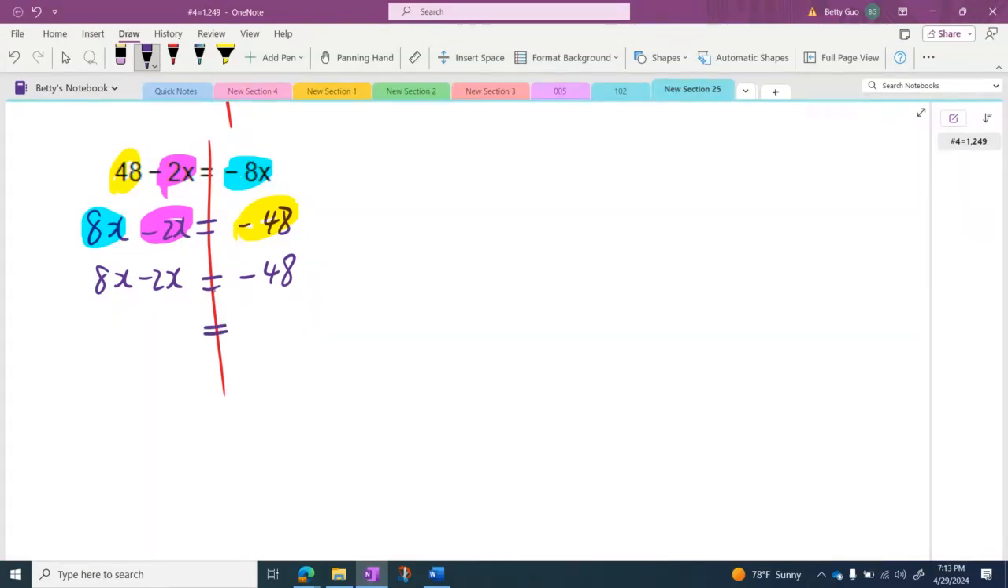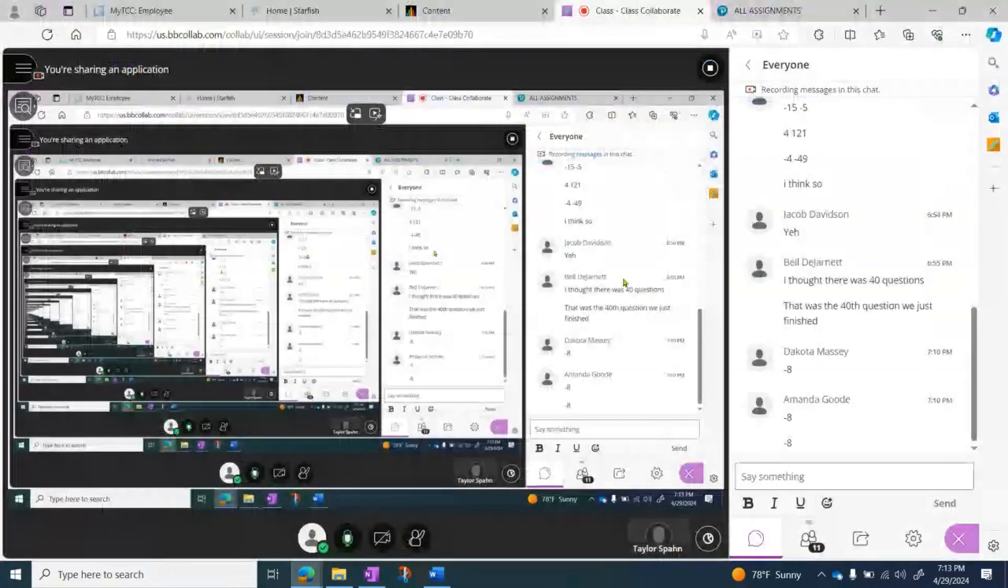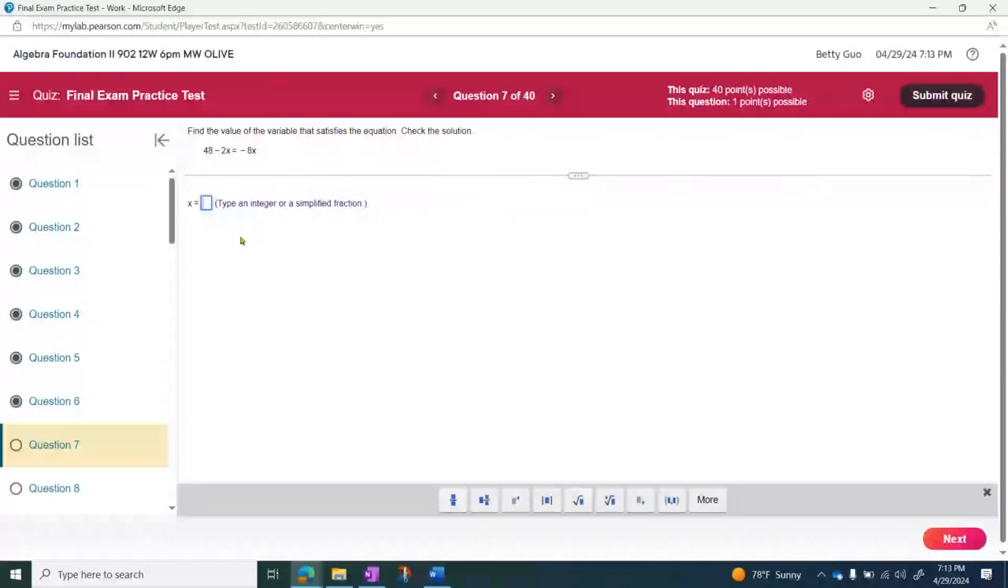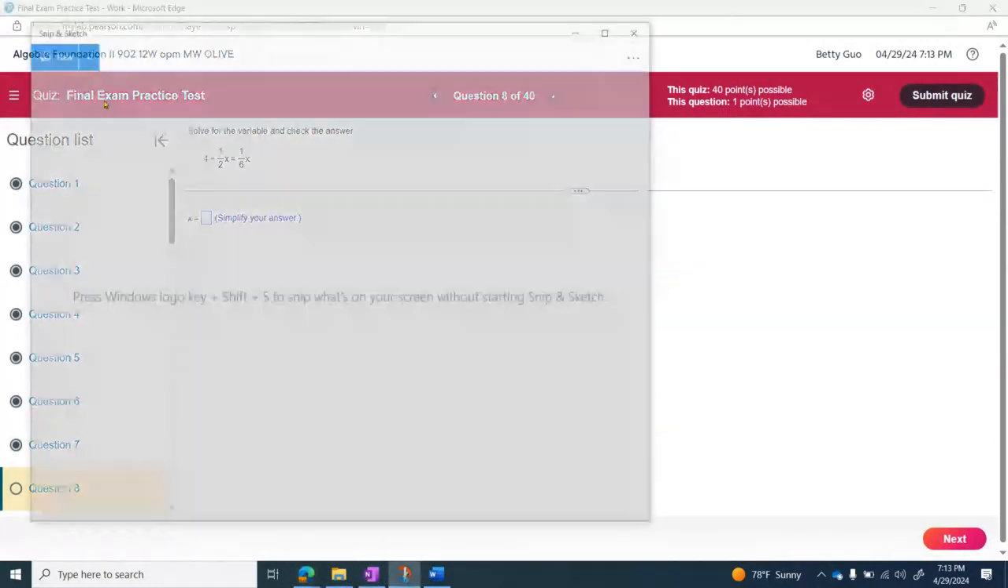Combine like terms. 8x minus 2x, 6x, divided by 6. Very good. X equals negative 8. Another negative 8. Awesome. Another negative 8 is a coincidence. Negative 8. Next. Solve equation. Check your answer. That's a good reminder.